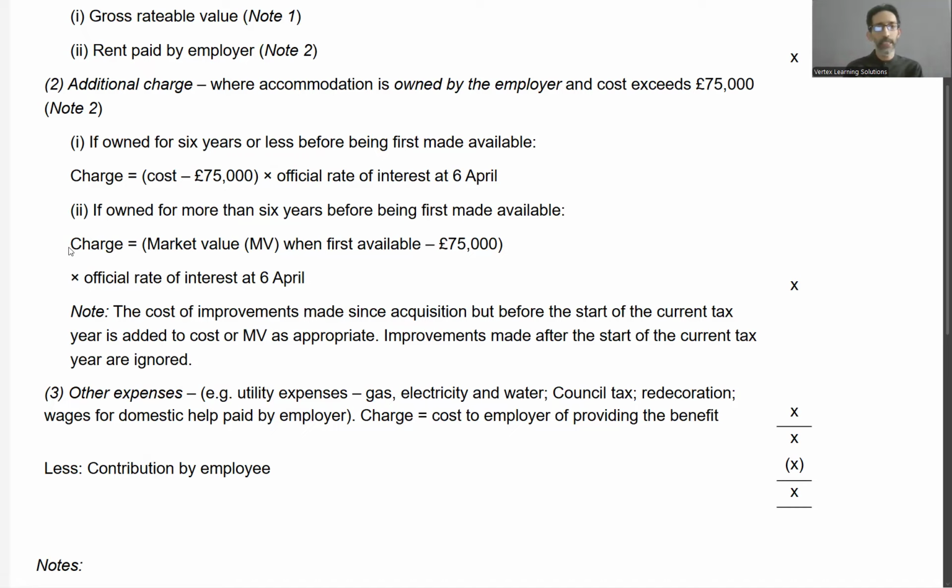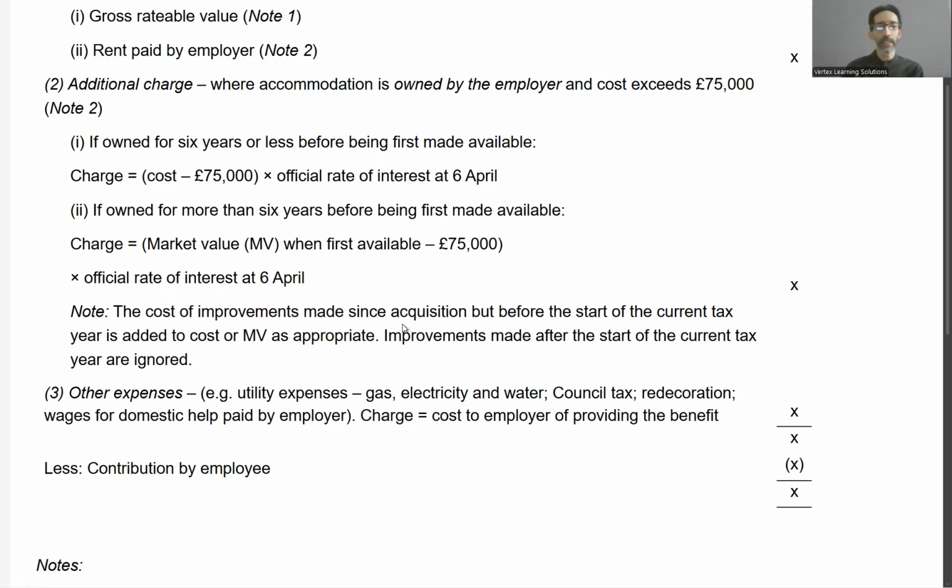Okay, so if we see this, market value, if owned for more than 6 years before being first made available, then the charge is the market value when first available to the employee less 75,000 multiplied by the official rate of interest, whichever it is for the 6th of April. Okay, the cost of improvements made since acquisition, but before the start of the current year, is added to the cost or the market value as appropriate.